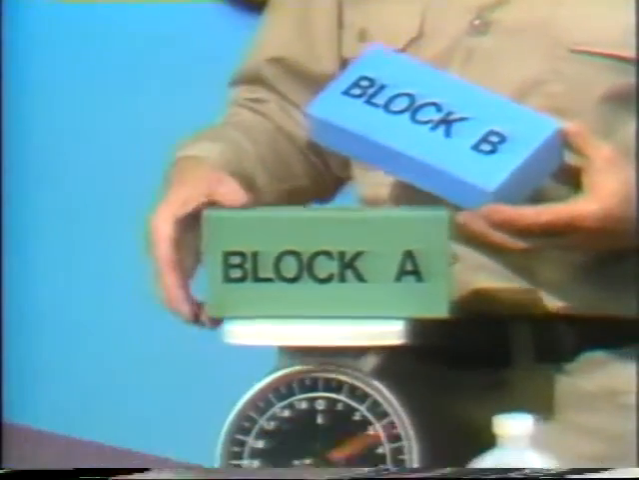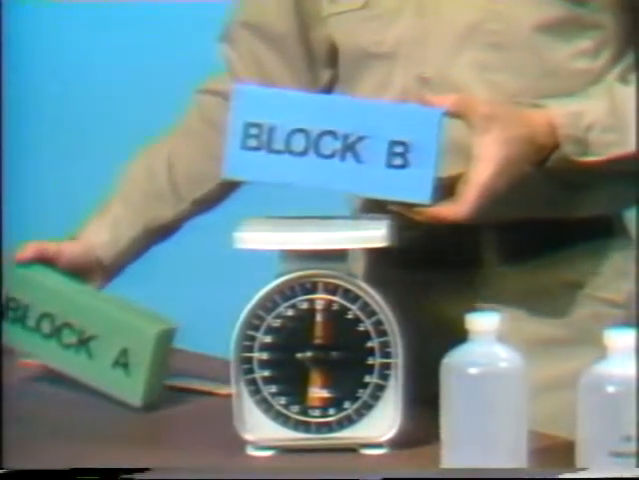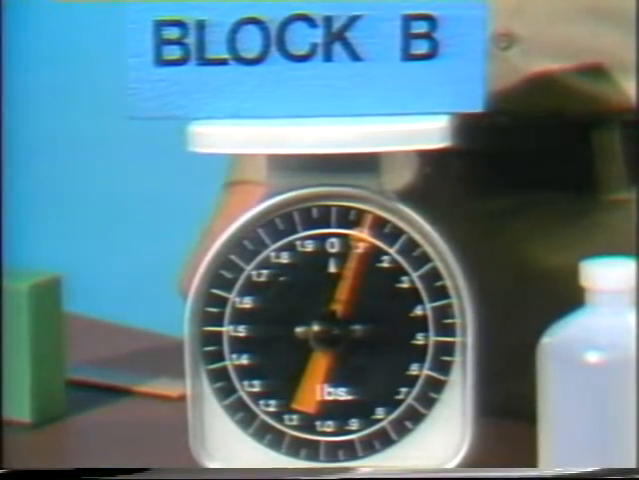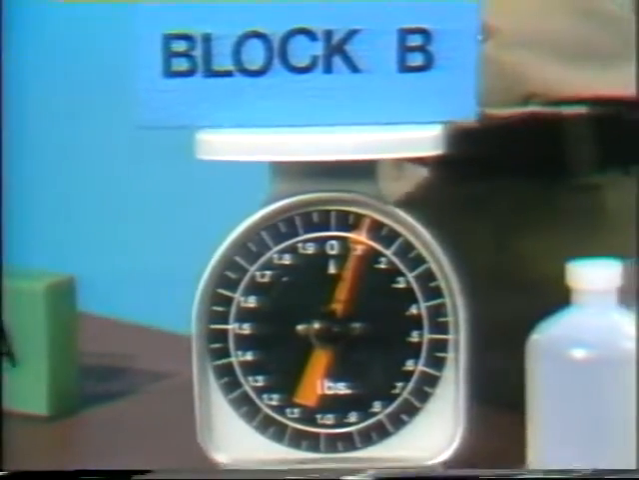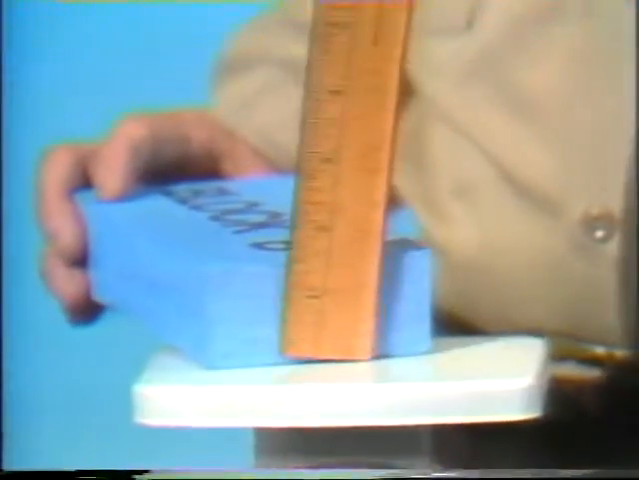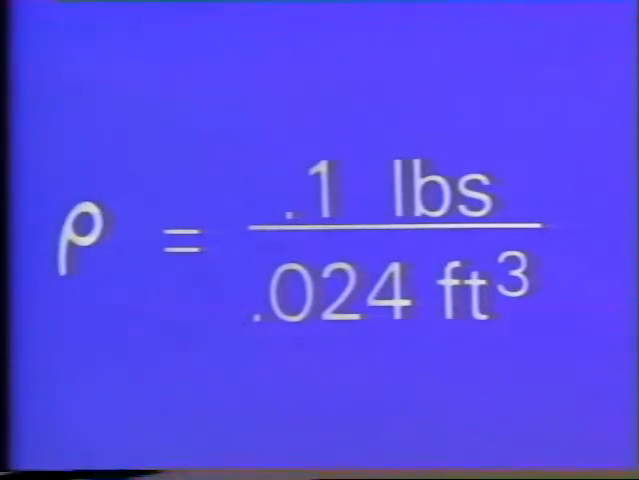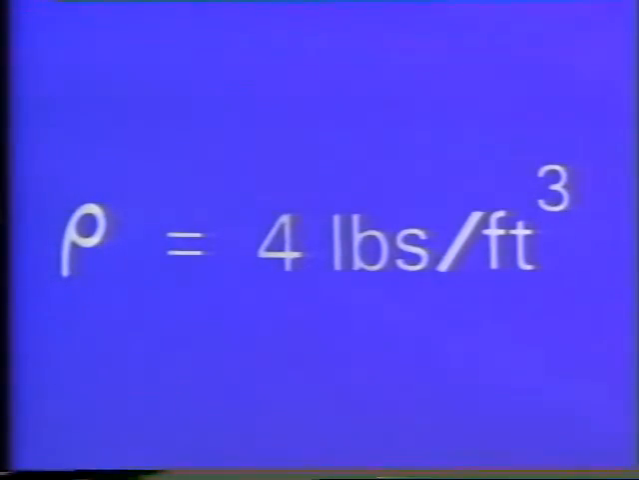Well, let's see how the density of this object compares to Block B, made from a different material. As you can see, both objects are the same size. But this one weighs less, only 0.1 pound. And like the first object, it measures 8 inches by 3.5 inches by 1.5 inches. So, its volume is also 0.024 cubic feet. Now, putting these figures into our equation, we find that 0.1 pound divided by 0.024 cubic feet gives us a density of about 4 pounds per cubic foot.